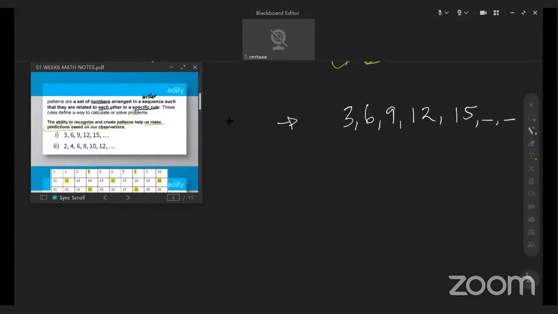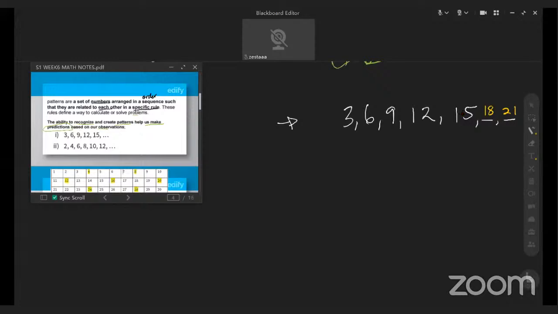Who has already seen the next 2 numbers? Jotham. I hope Jotham's network is okay today. What's the next number there? It's 18. After 18, 21. You have 18 and 21. So you may ask yourself, how has Jotham got 18?